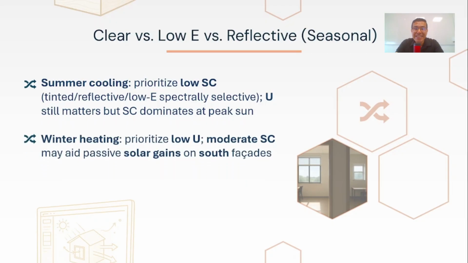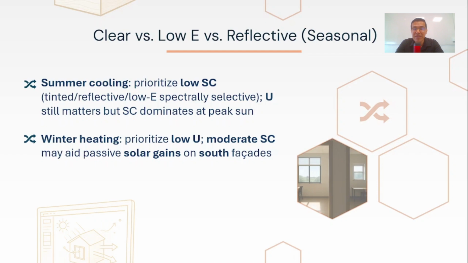For winter heating, the situation is reversed. Our priority shifts to keeping heat in. Here, the low U value is the most critical factor, as the large temperature difference between inside and outside makes conduction the dominant path for heat loss, especially at night.